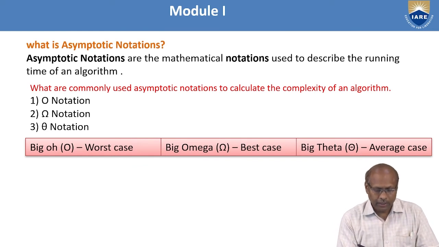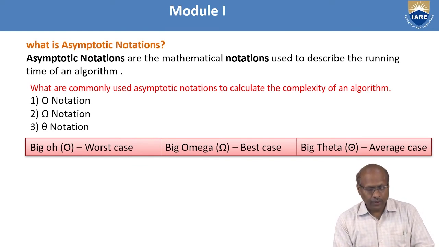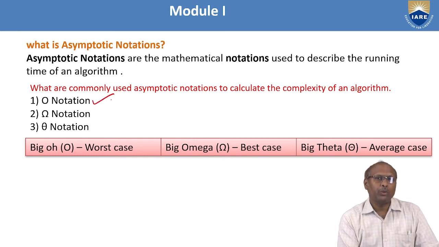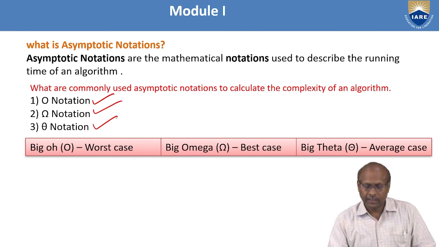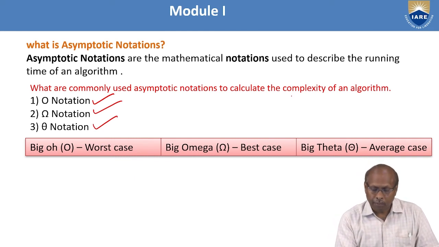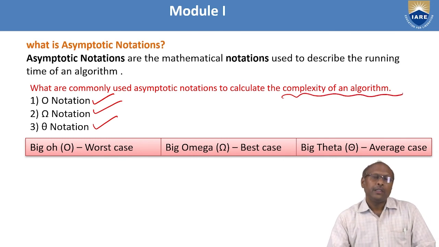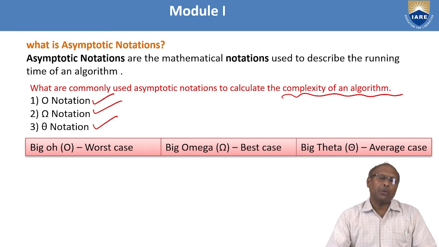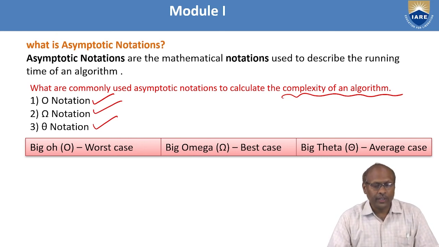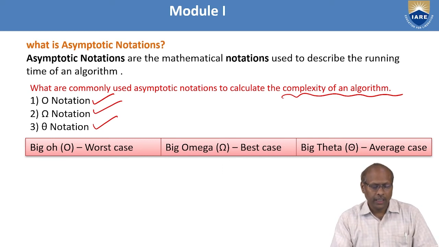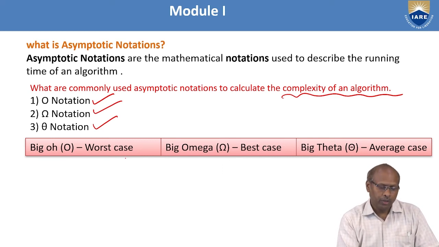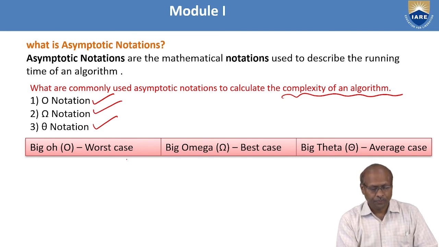There are three standard notations: big O notation, omega notation, and theta notation. These are the three asymptotic notations generally used to represent the complexity of an algorithm. Remember, they will ask which notations are used to represent the complexity, and that is known as asymptotic notation. And what are the standard asymptotic notations? Then you should say these three: big O, omega, and theta.